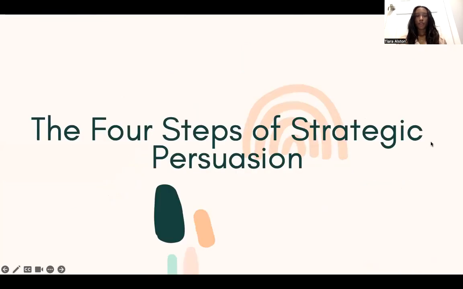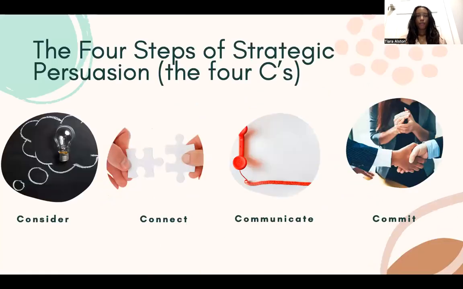So the 4 steps of strategic persuasion. The 4 steps can be remembered as the 4 C's. So to start, you have consider, connect, communicate, and then commit.